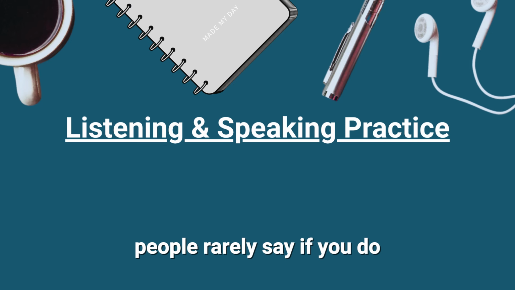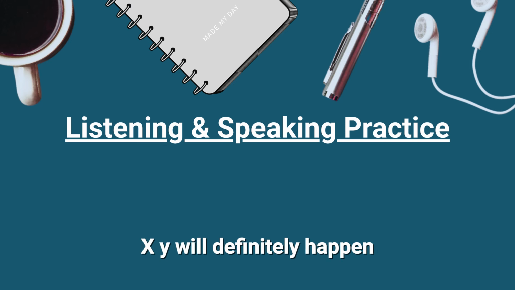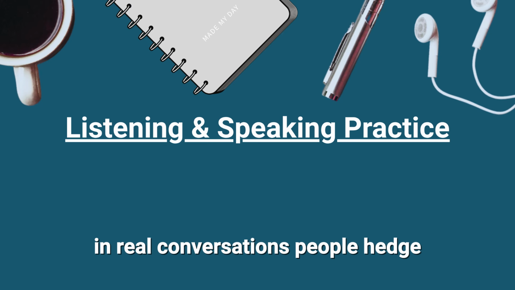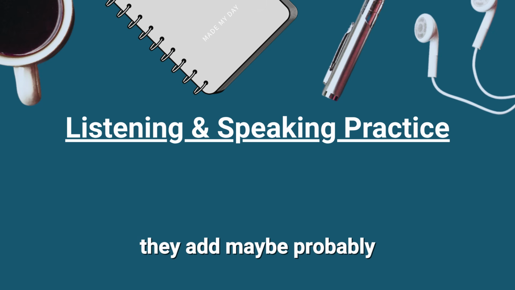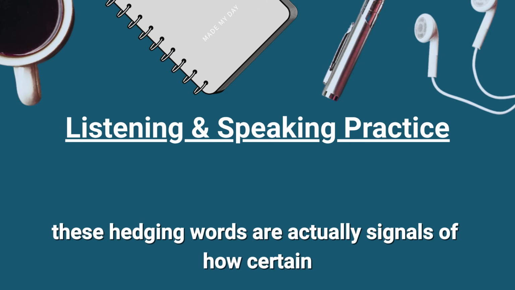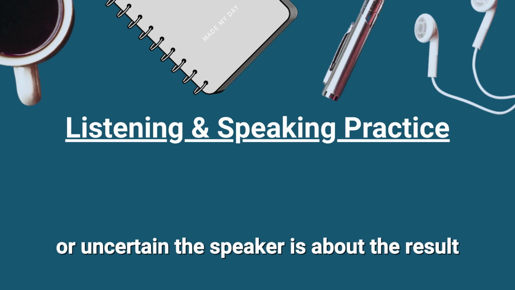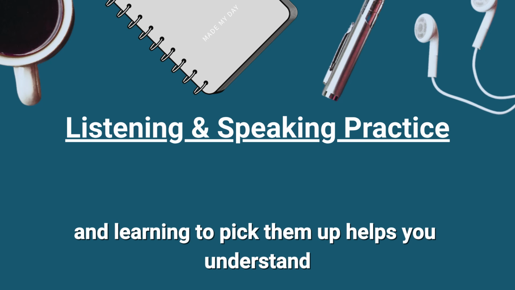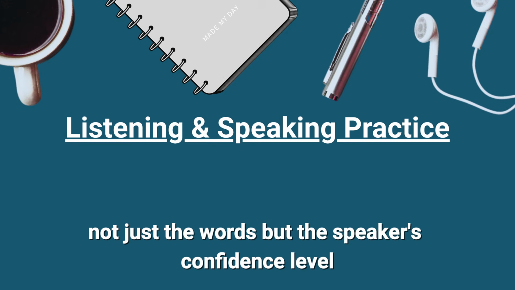People rarely say, if you do X, Y will definitely happen. In real conversations, people hedge. They add maybe, probably, I think, possibly. These hedging words are actually signals of how certain or uncertain the speaker is about the result. And learning to pick them up helps you understand not just the words, but the speaker's confidence level.